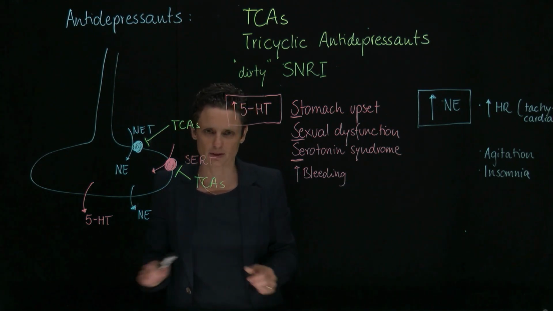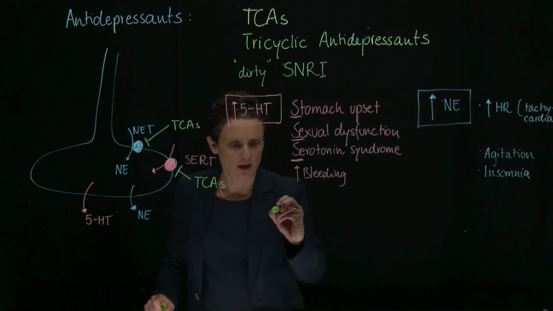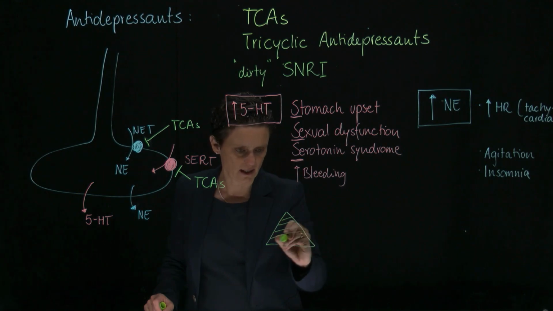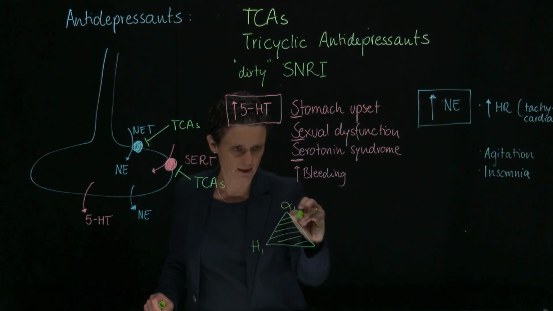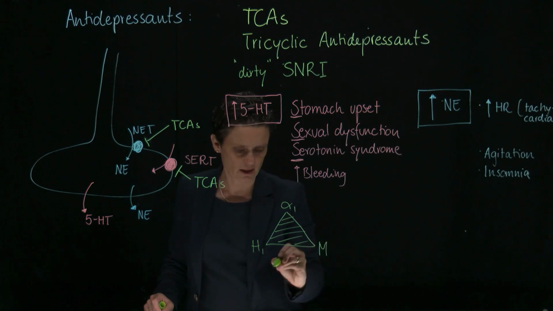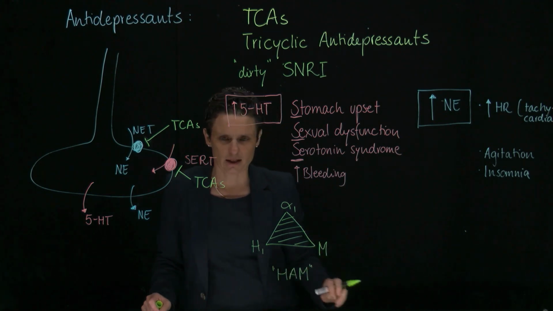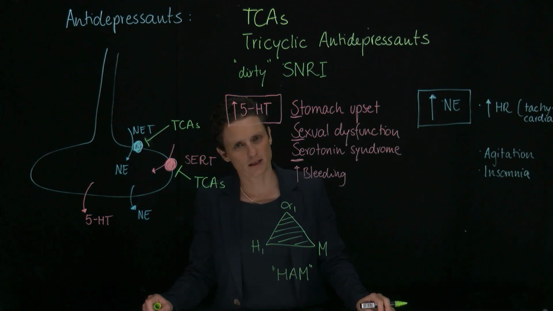They block other receptors as well. Which other receptors do they block? They block 3 other receptors. Let's make a little triangle here. The H1, the alpha-1, and the muscarinic. So you can remember that as HAM: H1, alpha, and muscarinic. They do this in addition. And this leads to several adverse effects that we're going to go over.